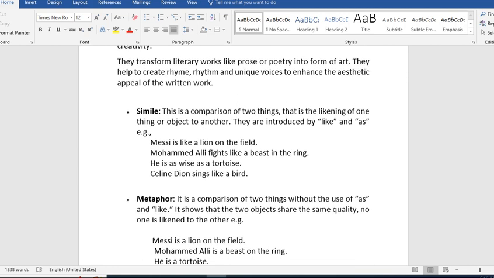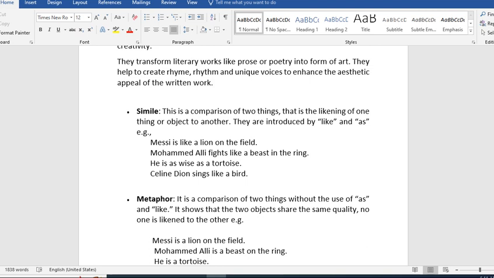Let's now go and discuss the figures of speech. The first one here is simile. This is a comparison of two things, that is, the likening of one thing or object to another. They are introduced by like and as. For example, Messi is like a lion on the field. Muhammad Ali fights like a beast in the ring. He is as wise as a tortoise. Celine Dion sings like a bird.